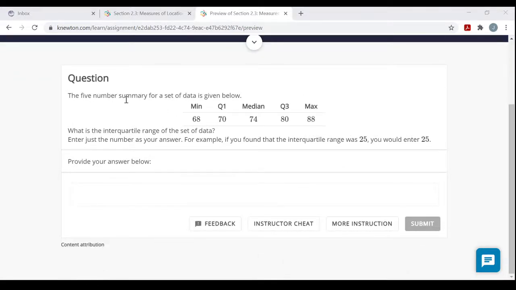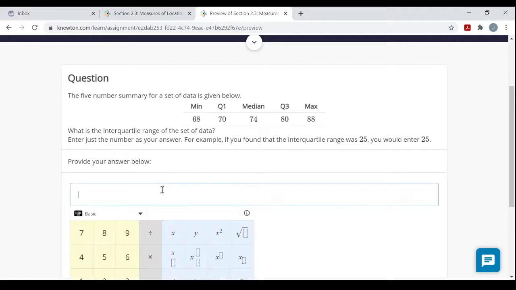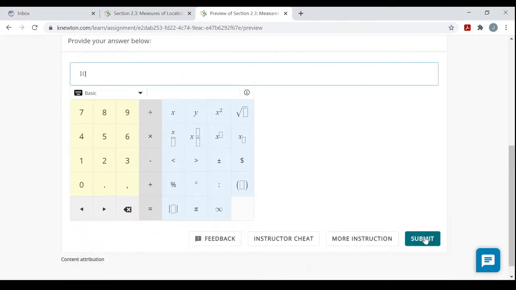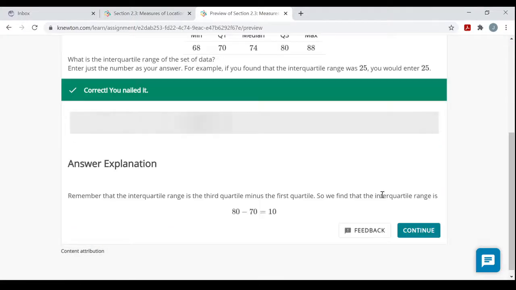All right, now the 5 number summary, this will be talked about more as well. The 5 number summary is what's given to you by the calculator as well: the lowest value, the first quartile, the second quartile or the median, the third quartile, and the maximum. What is the interquartile range of the set of data? Well, that's simple. Remember, it's Q3 minus Q1. So 80 minus 70, 10, right? The interquartile range is 10. Simple as that.